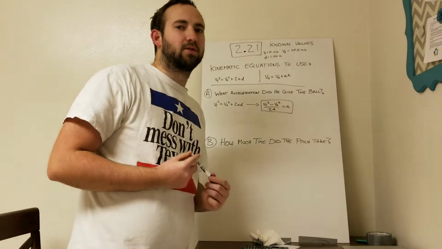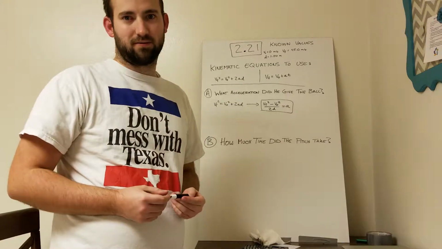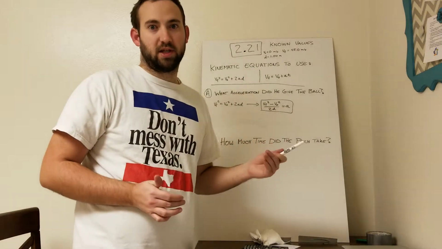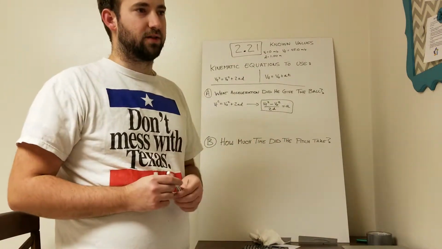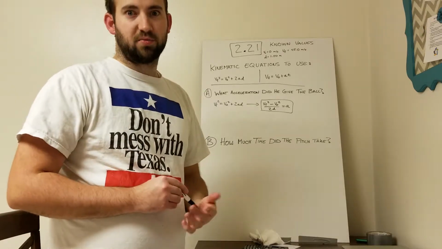Everybody. Today I'm going to be going over question 2.21 from the in-class bingo assignment. This problem is dealing with the pitch of a baseball, and so it's talking about the physics that are involved with the pitcher throwing this baseball.